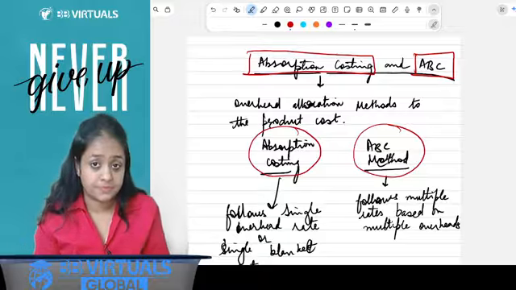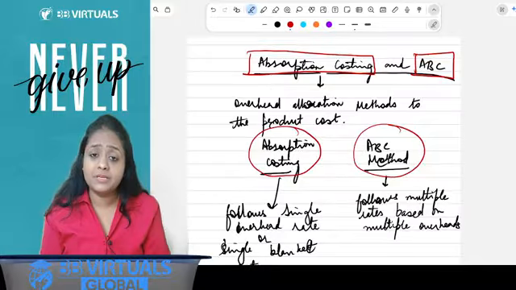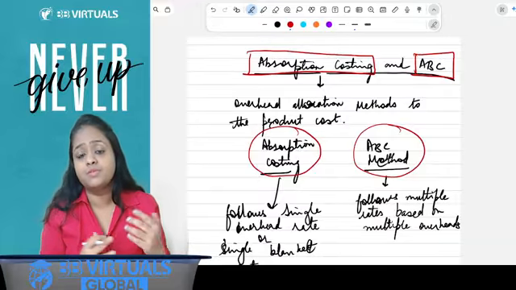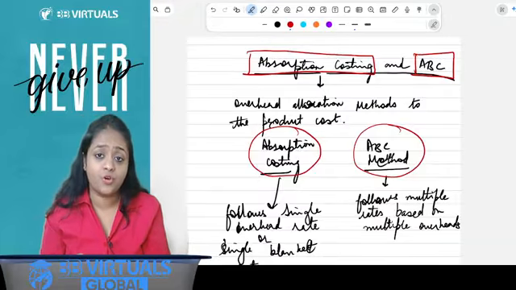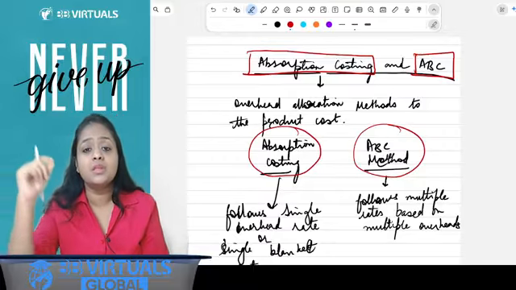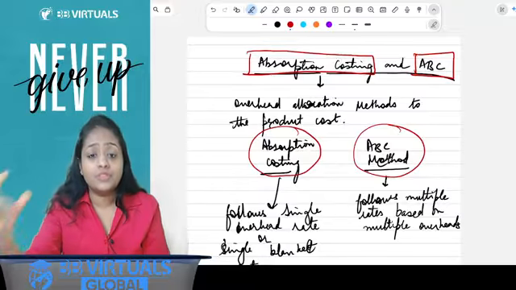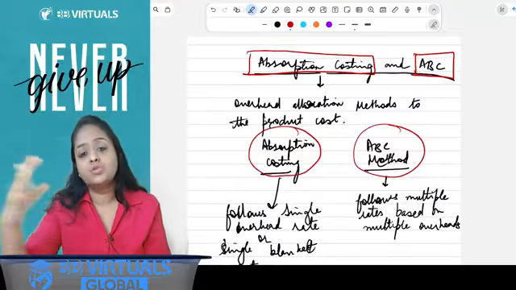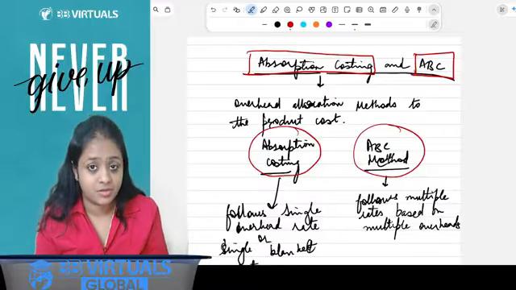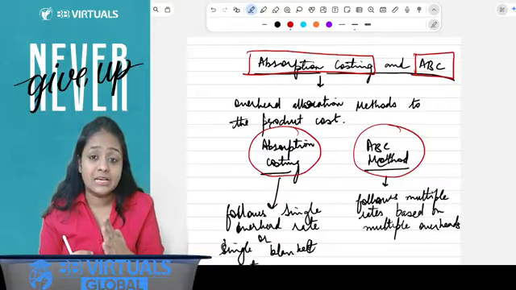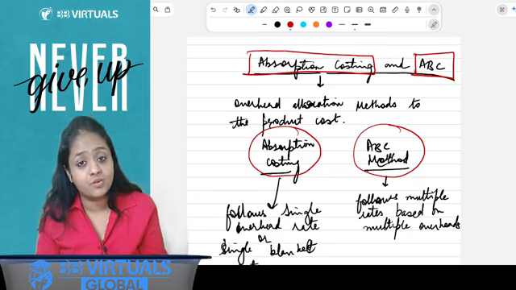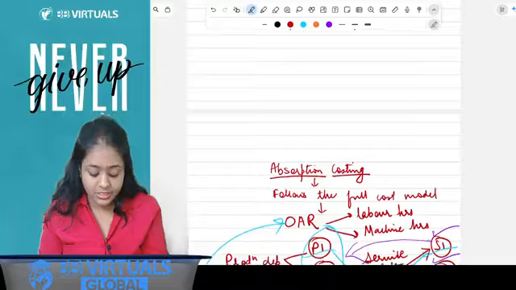Then under ABC costing, the overheads are subdivided into the various overheads, which may be like 5-6 different kinds of overheads. For each overhead, we calculate a rate, and then based on the consumption of that activity level by the different products, that overhead is allocated to the different product costs. So in ABC, instead of a single rate, we have multiple rates, and in absorption costing, we have a single rate only. Now let's go further into it.